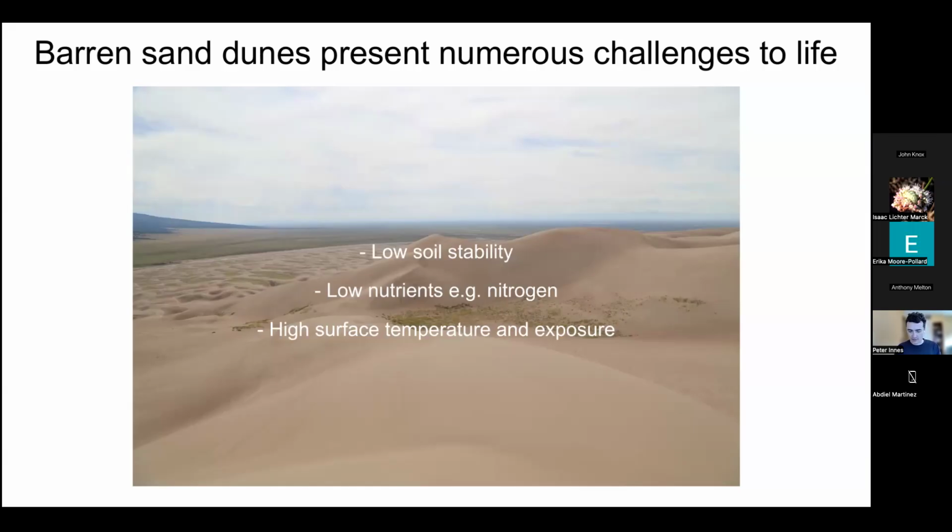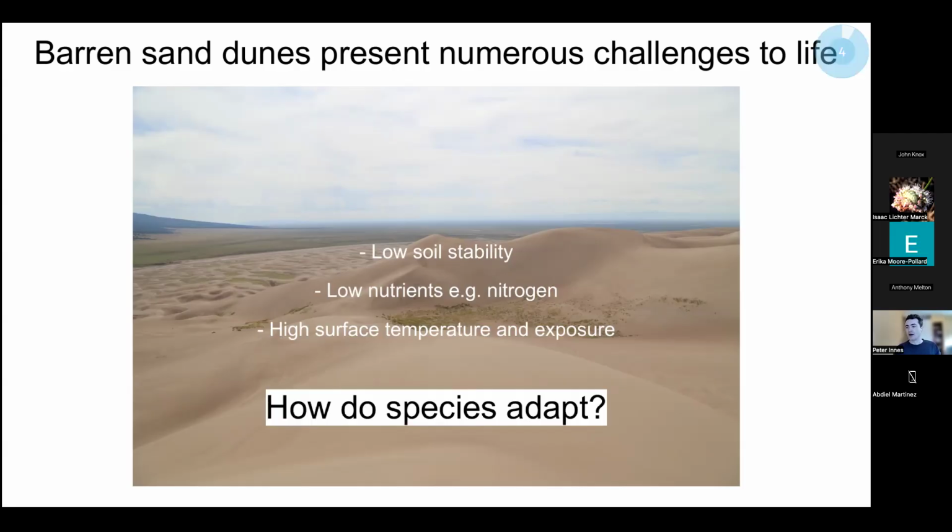because the dunes have low soil stability, really low nutrients, for example, nitrogen, and really extreme temperatures at the sand surface and intense exposure. So the main focus of my talk today is how do species adapt to this environment?